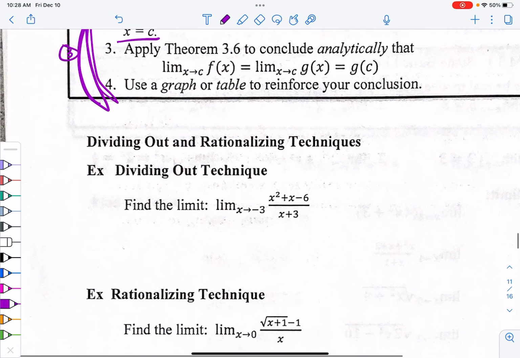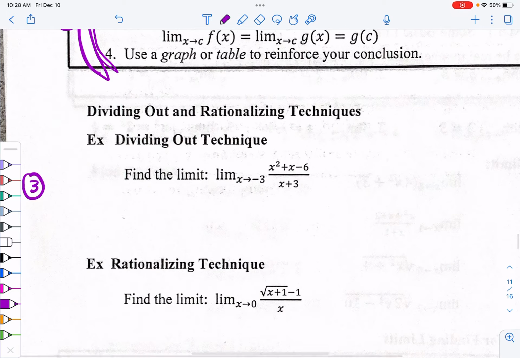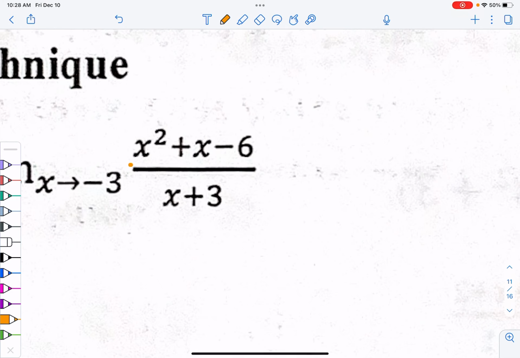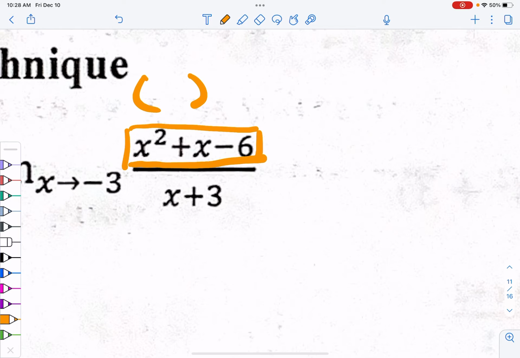Okay. So let's go down here. This is kind of like strategy number 3. Strategy number 3 is to factor, I say, or dividing out and rationalizing techniques. So this is a factoring one, okay? So if I look at this, I'm trying to find the limit as x goes to -3. If I try to plug -3 in there, I end up with 0 on the bottom. We can't have that. So you could use division and divide this out, or I recognize that this top guy right here is a simple trinomial, and I can factor it into x plus 3 and x minus 2.